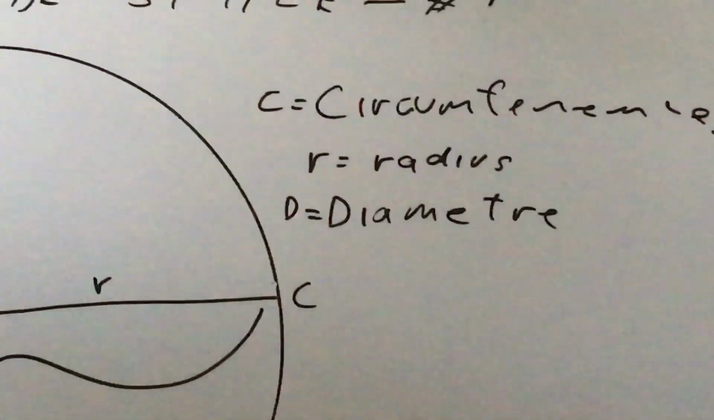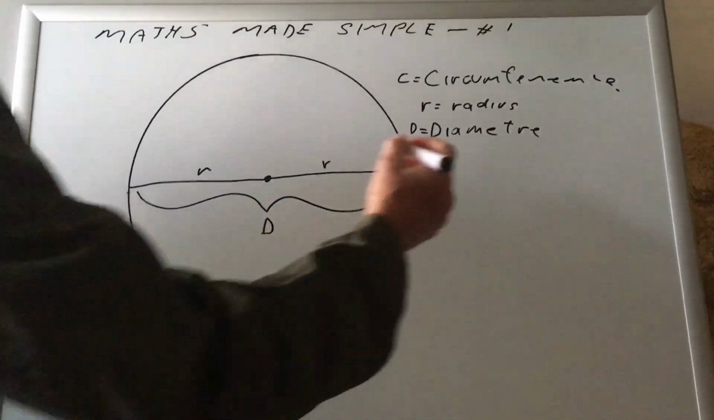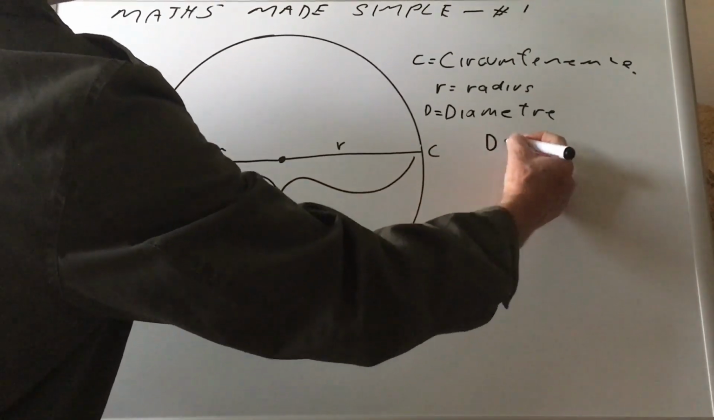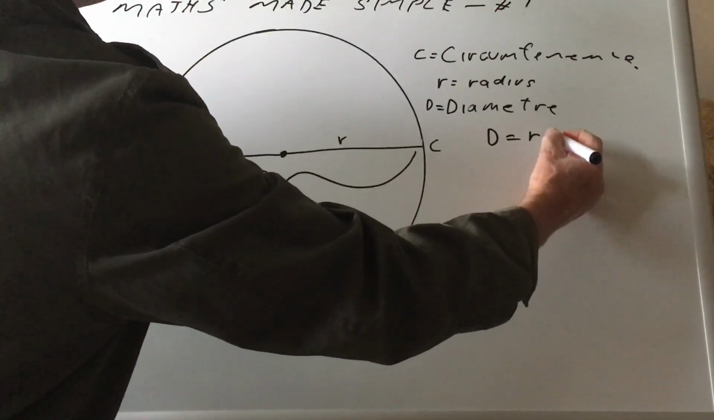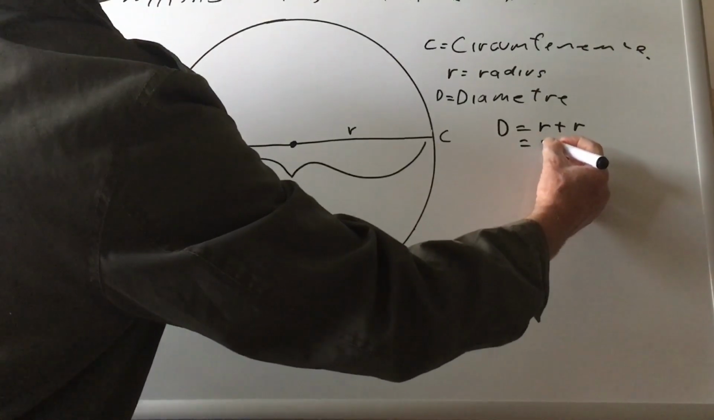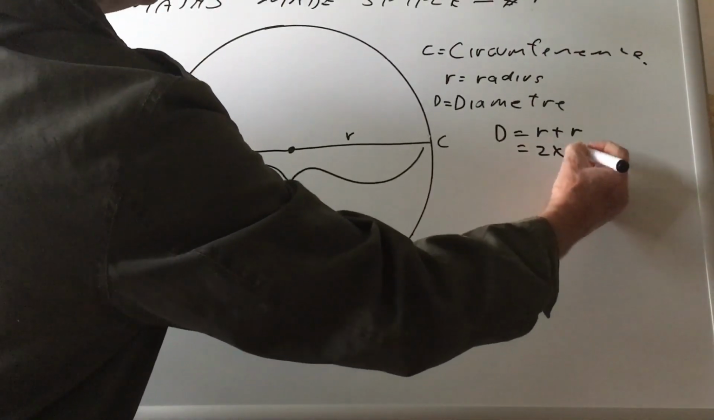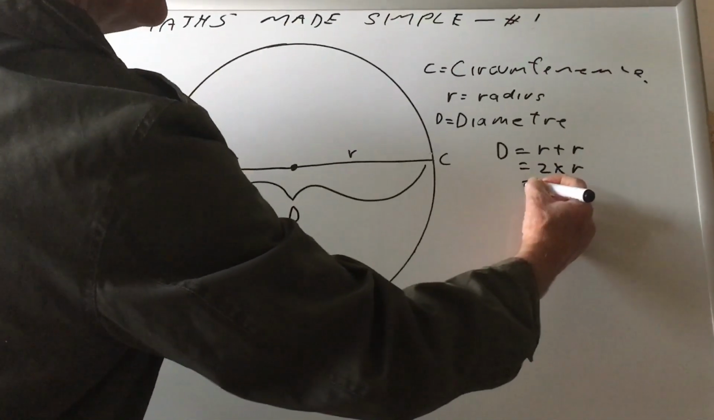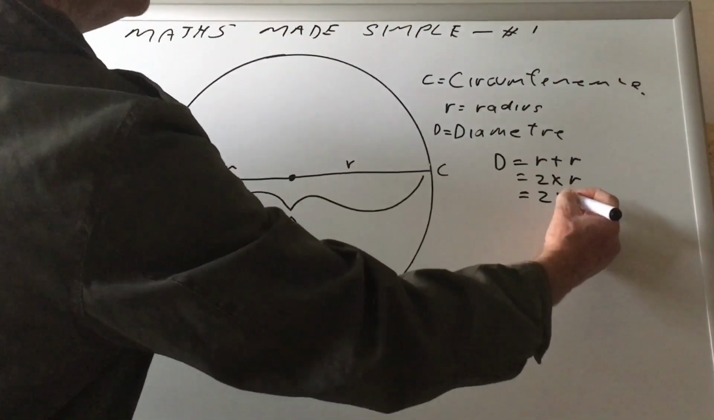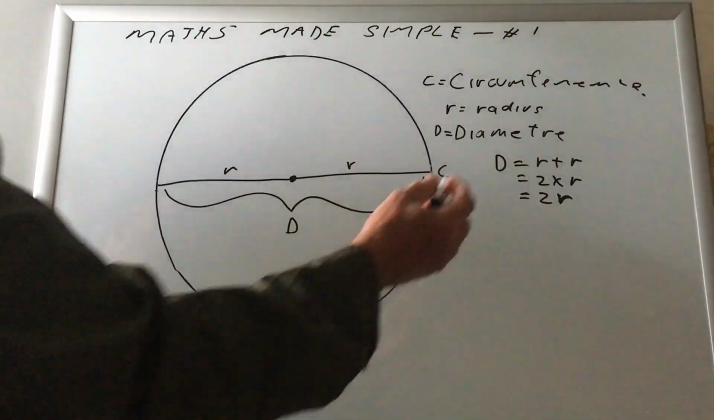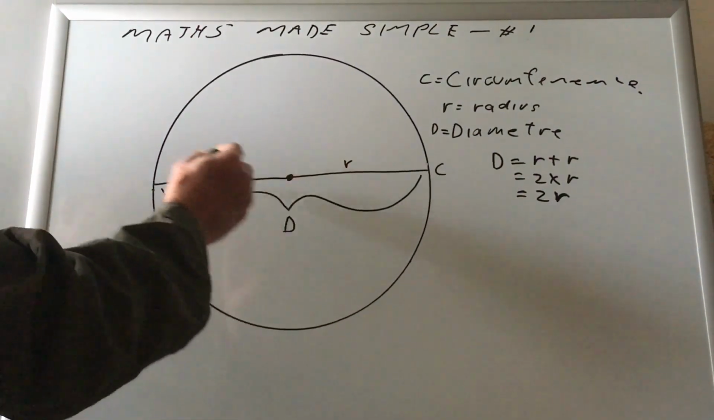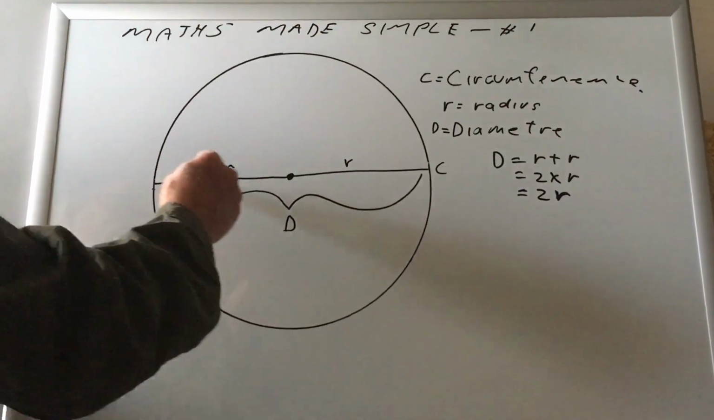That's called D, so we'll call it D, make it logical. So you can see that D, the diameter, equals R plus R, which equals 2 times R. And we often write that in a shorter way by just saying 2R. So 2R equals D.